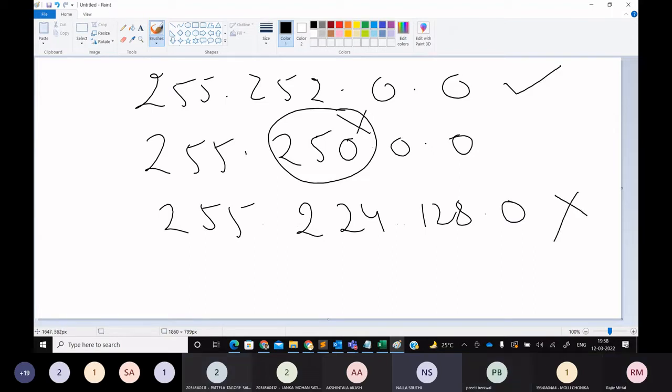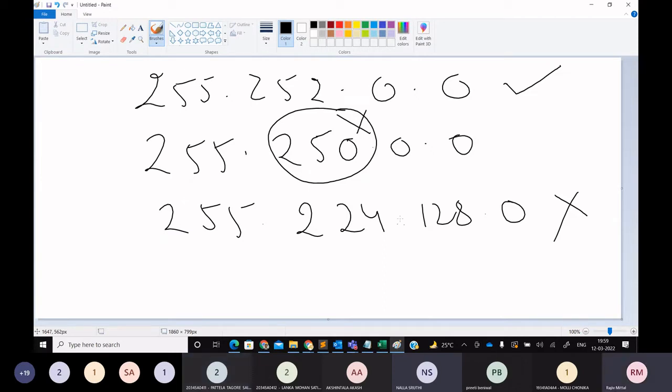Who has the answer? Can you give me your name? Tagore, sir. Okay, Thakur. So tell me why it is wrong. Because the second bit also should contain 255, sir. For the second bit, 128 means.